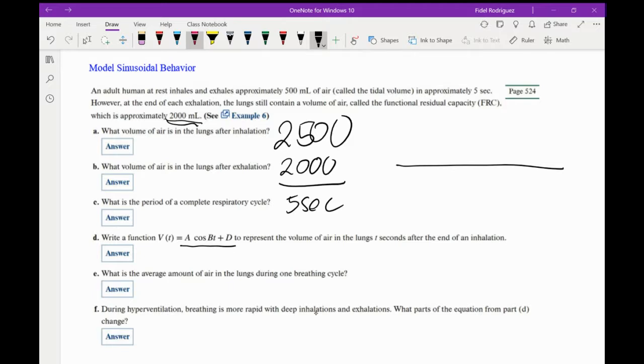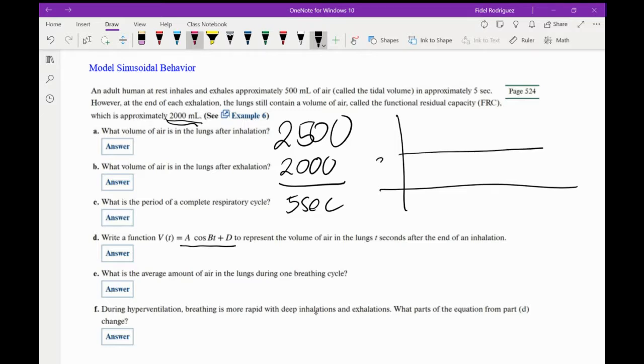And we're going to use kind of a cosine function, so I'm going to do something like this, right? And actually, let me make that better, because that doesn't look like what it should look like. It should look something like this. So we said the lowest number was 2,000, and the highest number was 2,500, so my graph should look something like that, okay?